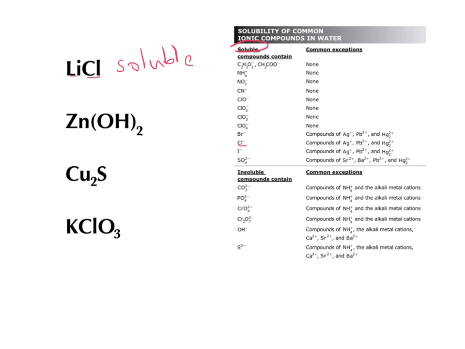The next one we have is Zn(OH)2. Again, we're starting by looking at OH. So OH is down here. This is generally insoluble. And let's see. Zn is not an alkali metal, Zn is not NH4, Zn is not Ca, Sr, or Ba, which means that this would be insoluble.